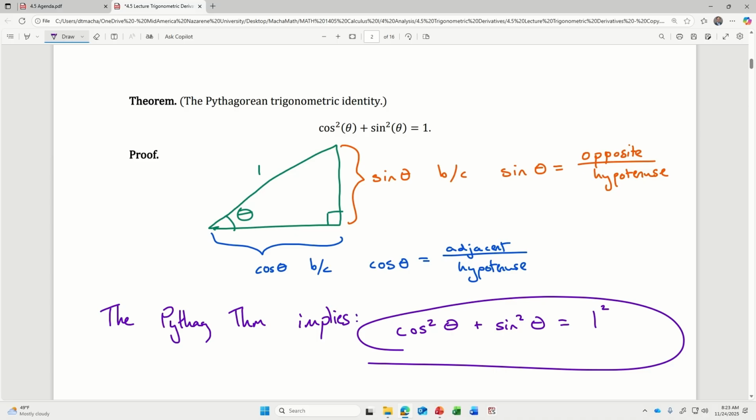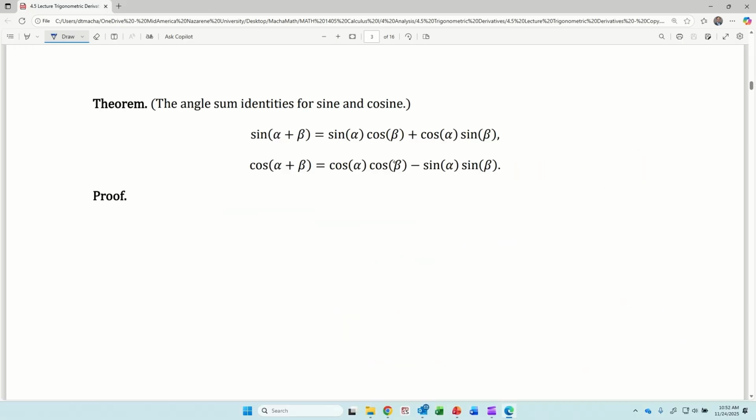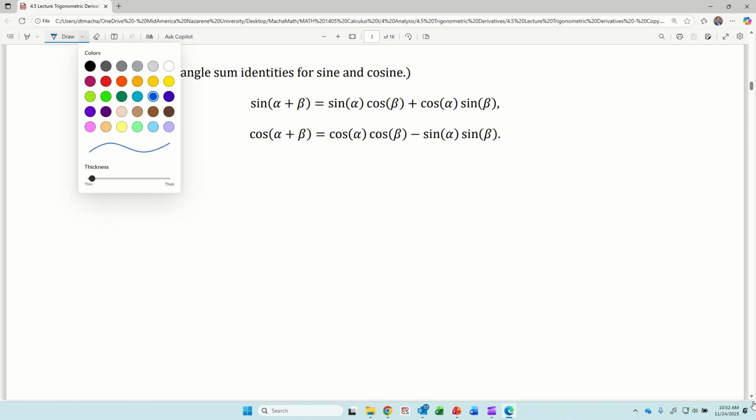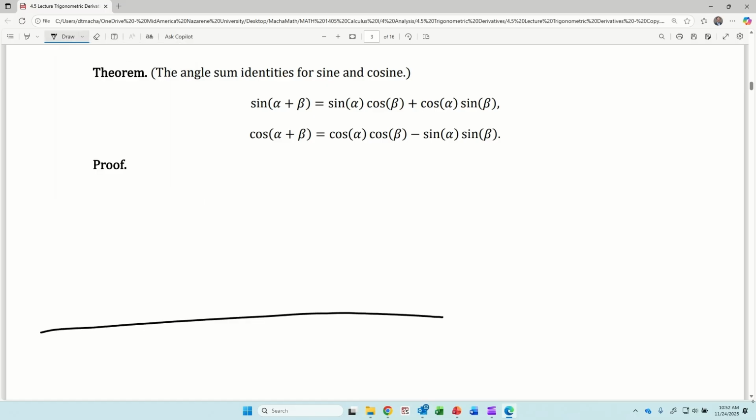And if you draw this triangle with hypotenuse 1, you can see it has to be true according to the Pythagorean theorem. These are called the angle sum identities for sine and cosine because in the argument of sine and in the argument of cosine, I'm adding together two angles like alpha plus beta. We can prove this theorem by drawing a picture.